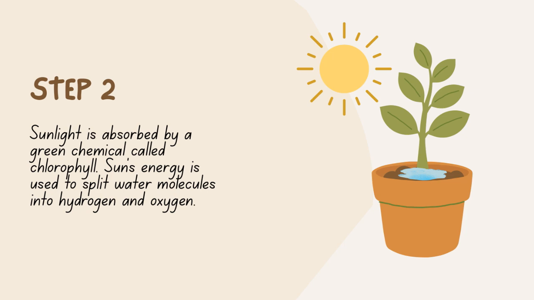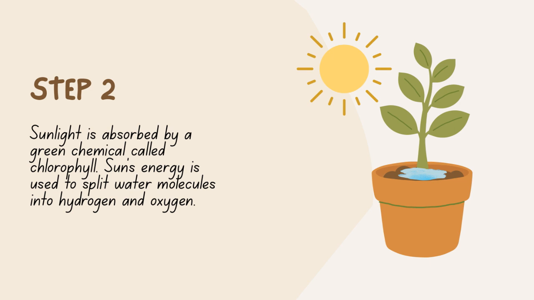Sunlight, which is the primary energy source, is absorbed by a green chemical called chlorophyll. You can think of chlorophyll as the plant's solar panel, capturing sunlight efficiently. Once the sunlight is absorbed, its energy is used to split water molecules into two parts, hydrogen and oxygen. This process is crucial because it not only provides the building blocks for the plant, but also releases oxygen into the air, which we all depend on.